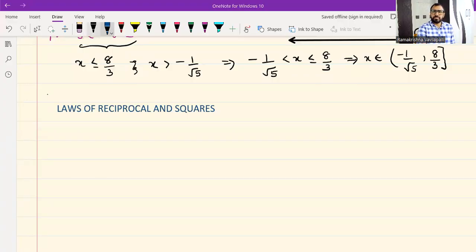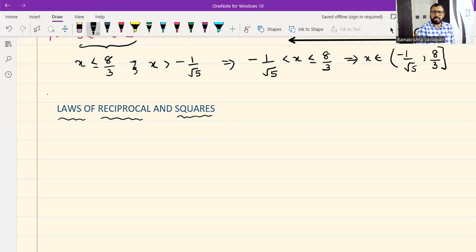So now the next concept is laws of reciprocal and squares. When an inequality is given, then how do we find the reciprocal of that inequality? And when an inequality is squared, what will happen? Whether the inequality will be reversed or the inequality will remain the same. See here.